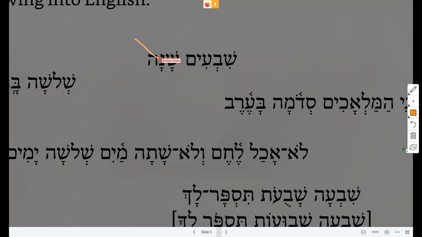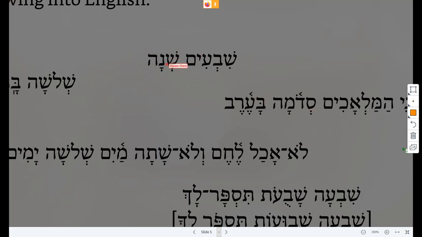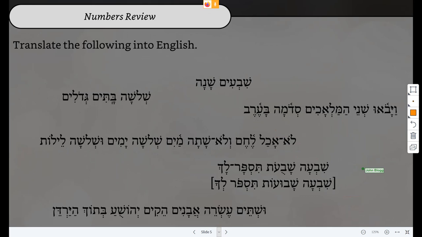Okay, so the whole phrase together is Shiv'im Shana. What does it mean? You know? 70, you said? So that's 70, but this word Shana means year. Shiv'im Shana, 70 years. Notice that it uses the singular Shana, but that's really common. It's very common to use a singular, even though you're using a high number. So Shiv'im Ish, 70 people. Shiv'im Shana, 70 years. Make sense? Yes. Okay.